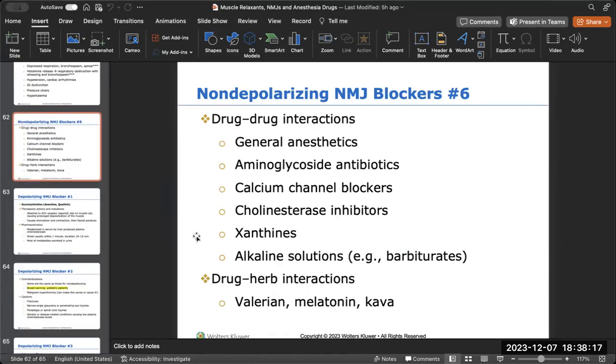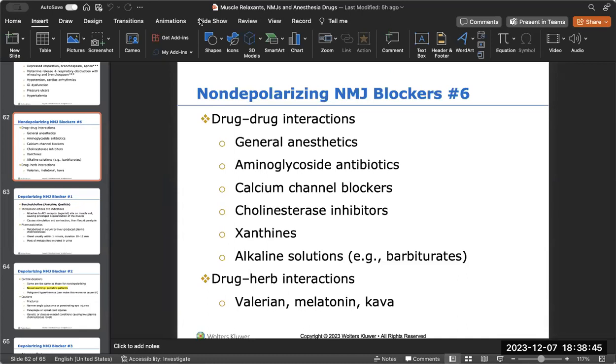Now, what should we watch out for with non-depolarizing? Remember, we're causing muscle paralysis, so general anesthetics. Why? Because it can cause CNS depression and make it even worse. Remember, these are not CNS depressing drugs, but they both work in a way of depressing either the nerve action, which is general anesthetics, which can cause respiratory depression, and these drugs cause muscle paralysis, the muscles to basically stop moving. So that's how they can both cause respiratory depression.